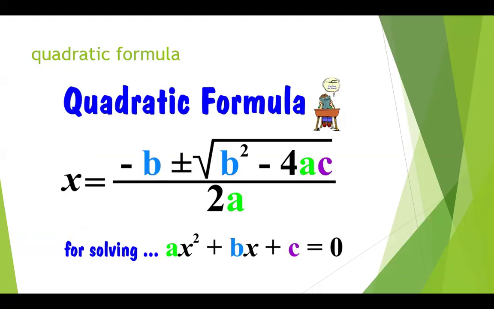So for the quadratic formula, it is x equals negative b plus or minus the square root of b squared minus 4ac divided by 2a.